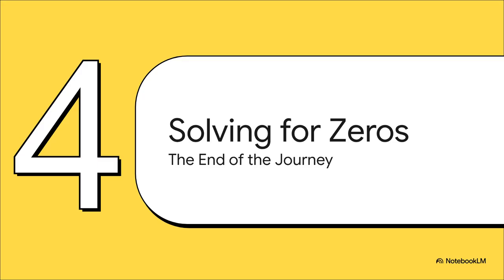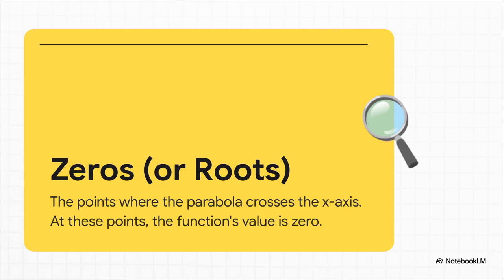Wow. Okay, so if the vertex is the climax of the story, then what we call the zeros are kind of like the resolution, the ending. This is where the journey wraps up, where our parabola swoops back down and crosses that horizontal line. Or, in the story of our baseball, it's the moment it finally smacks into the ground. Yeah, we call these final landing spots zeros, or sometimes you'll hear them called roots. They're simply the exact points on the x-axis where the parabola's height, its value, is 0. It's the official end of the line for its journey on the graph.